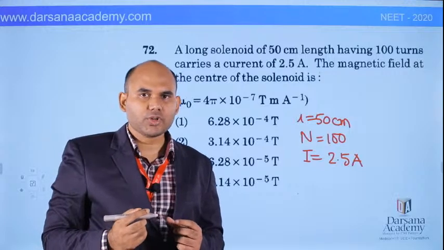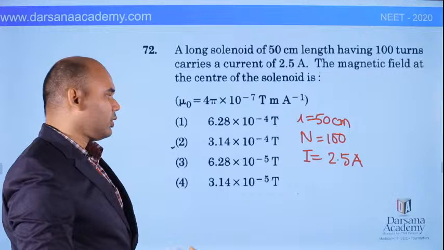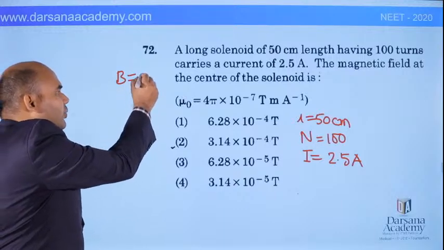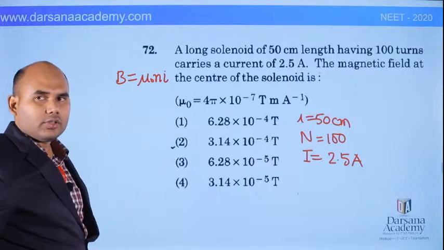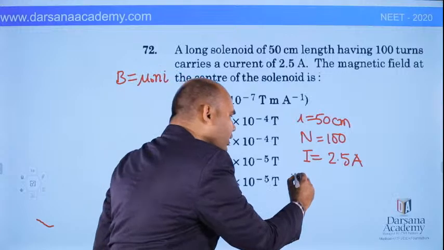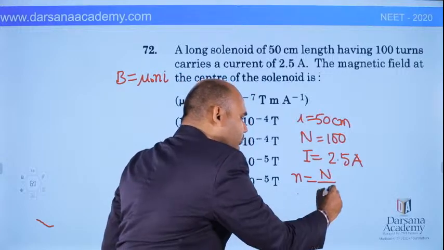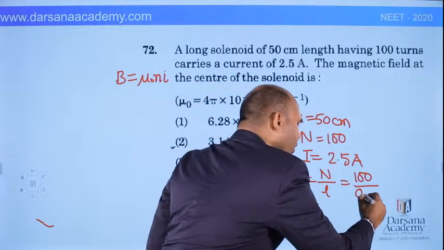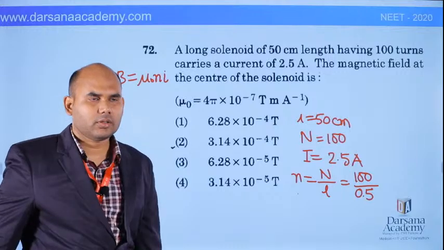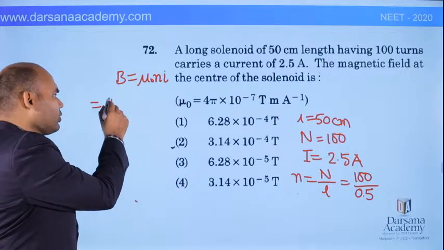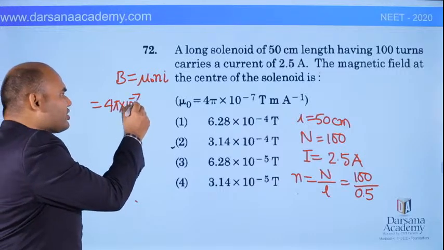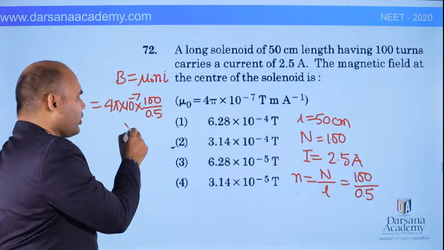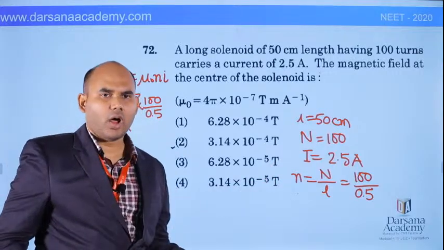So it is a very simple problem based on formula only. You know that at the center, magnetic field B equals mu naught n i. This n is number of turns per unit length. So what will be n? Capital N by L. So it is 100 divided by 50 centimeter, which is 0.5 meter. Clear? So put the value. Mu naught is 4 pi into 10 to the power minus 7, and number of turns 100 divided by 0.5, into I, 2.5 ampere.